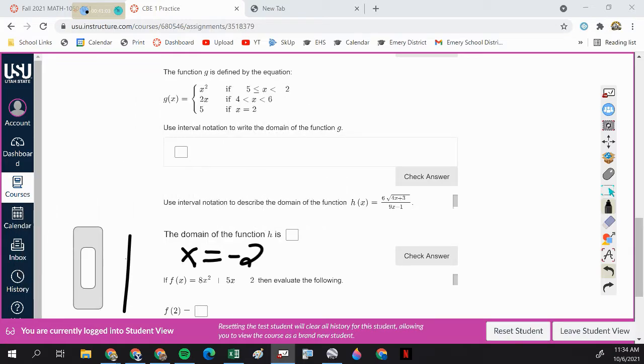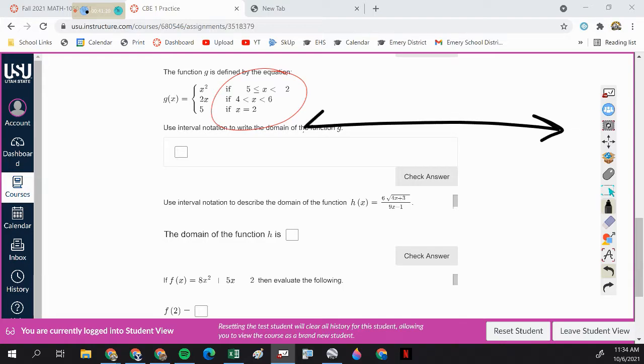So this says, what is the domain? Well, they told you what the domain is. It's all of this. We just have to transfer it into interval notation. Okay? So I'm going to draw a number line, and I'm going to put each domain on there, and then we're going to turn it into interval notation. So from -5 to -2, I have a closed circle and an open circle.